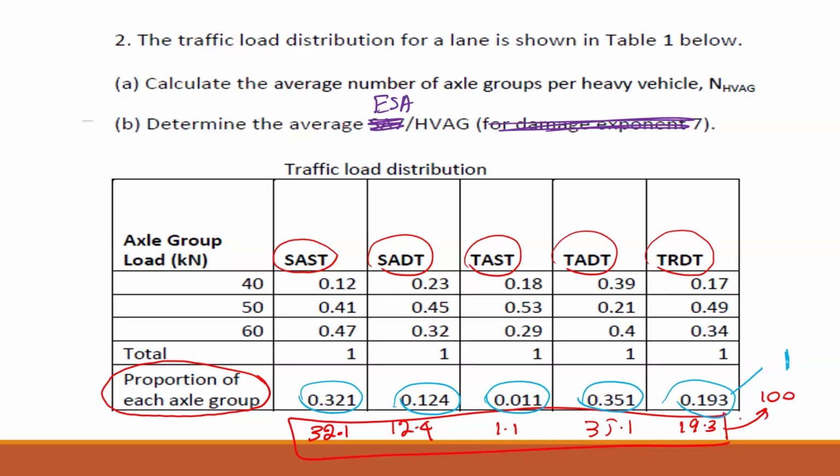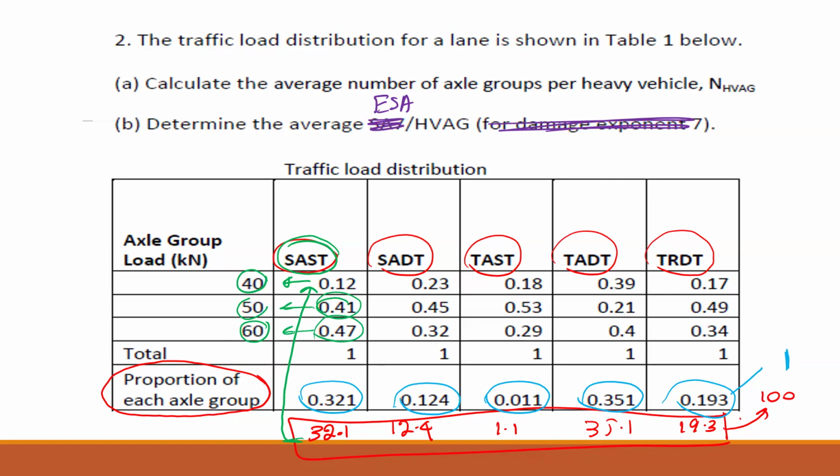So that is the proportion. And what are the numbers at the top then? This SAST, all the single axle, single tires are not with the same weight. Some are 40 kilonewtons, some are 50, some are 60. So they are saying out of this 32.1%, 12% is 40 kilonewtons. Does that make sense? 41% is 50 kilonewtons and 47% is 60 kilonewtons. Does that make sense? So that's how we read the table. Do you guys now understand the table? Any question?